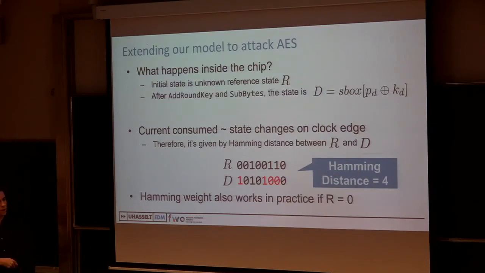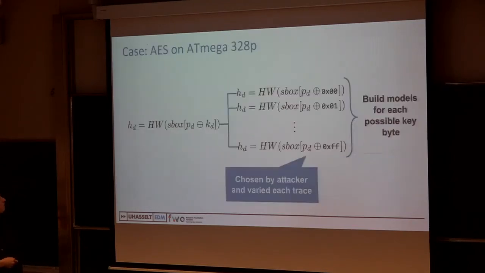So we have a Hamming distance of 4. And it turns out that in practice, the Hamming weight also works if R is equal to 0. So now that we have that, we can build our model for each possible key byte. Let's suppose that our key byte is 0. We calculate our model and do this for every plaintext that we transmitted. And then we repeat this process for every possible key byte.